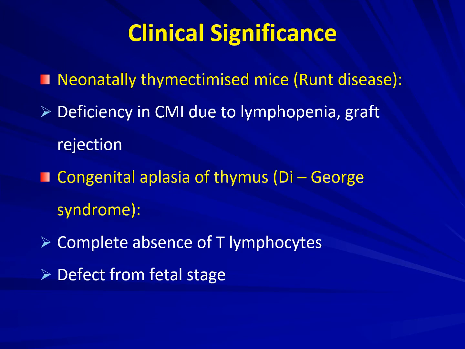Let's see the clinical significance of the thymus. There's one thing called Runt disease. What is that? It is seen in neonatally thymectomized mice. There's deficiency in cell-mediated immunity due to lymphopenia and graft rejection. Congenital aplasia of thymus: suppose by birth there is no thymus at all, then it's called DiGeorge syndrome. That is, there's complete absence of T lymphocytes, and it's a defect from the fetal stage.